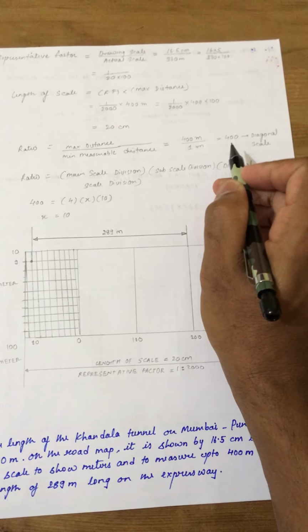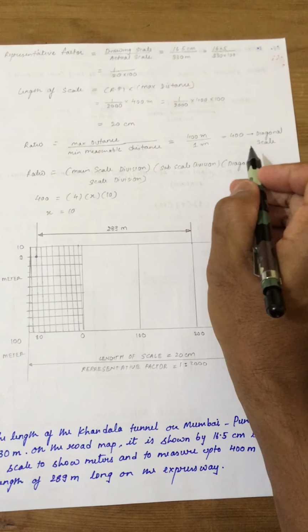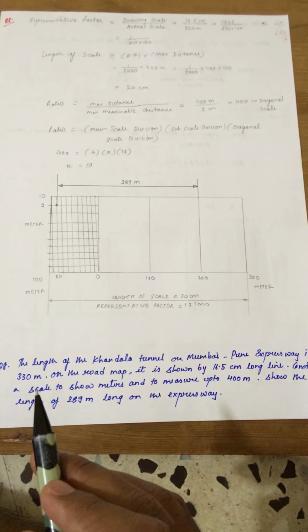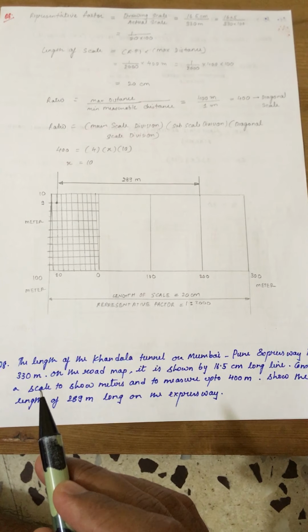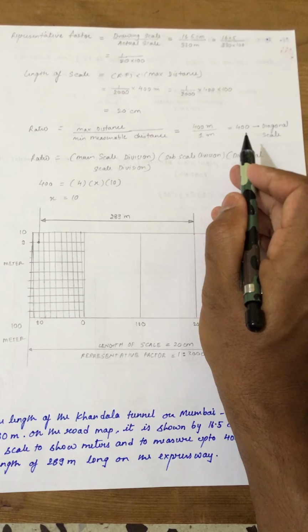Now as the ratio is greater than 100 but less than 1000, so it is a diagonal scale. See, in the question कहीं पे भी ये मेंशन नहीं किया है कौन से टाइप का स्केल बनाना है. It's just said that construct a scale, so it can be plane scale or it can be diagonal scale. So this ratio will tell you what kind of a scale you have to construct.